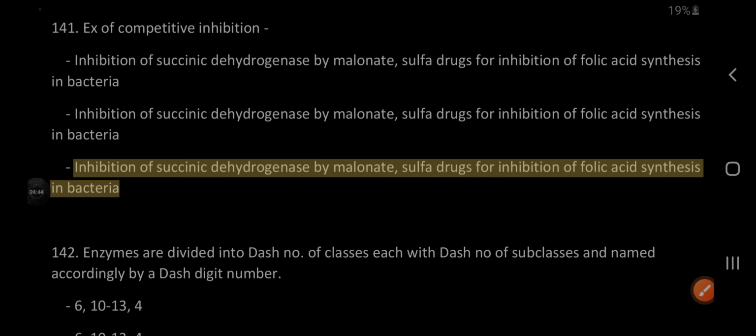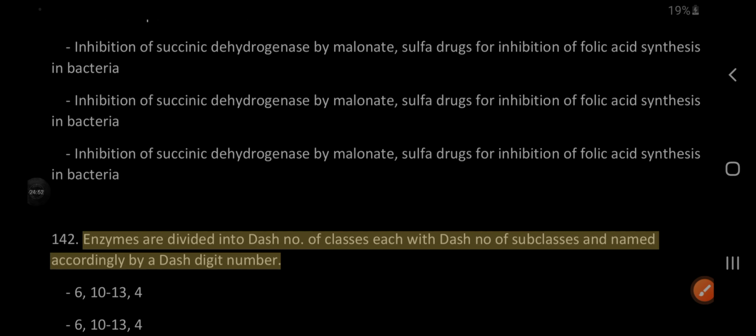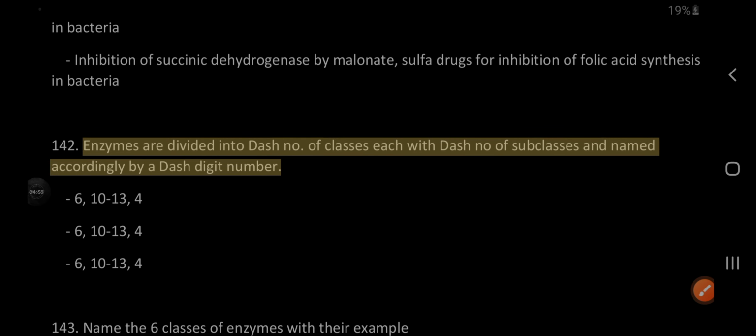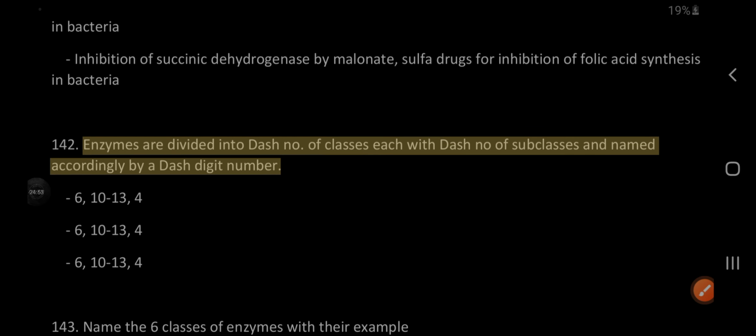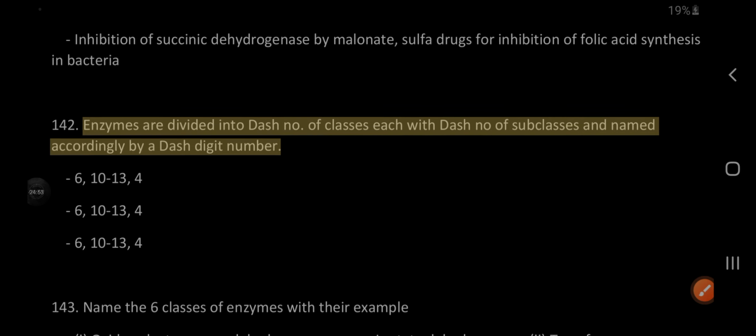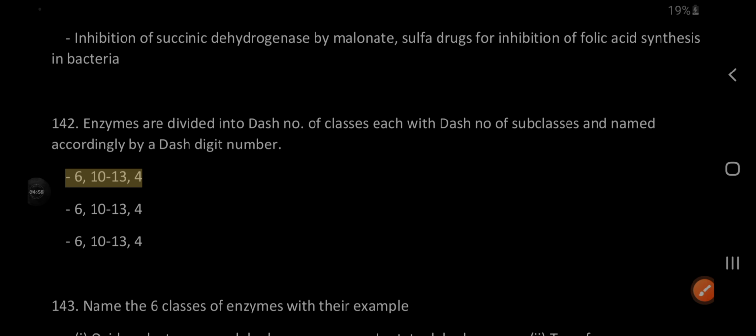142. Enzymes are divided into dash number of classes, each with dash number of subclasses, and named accordingly by a four digit number. 6, 10 to 13, 4.